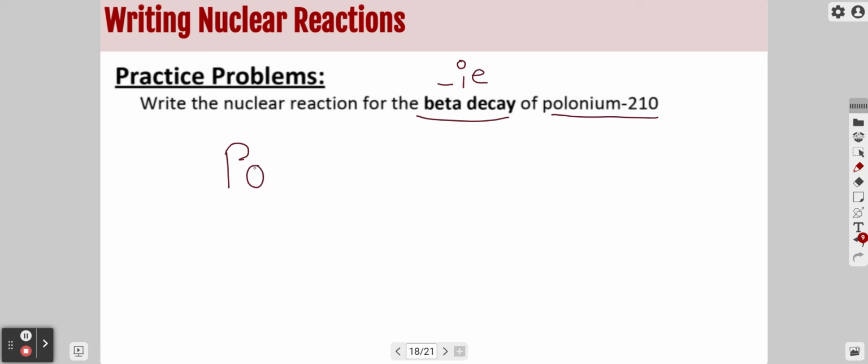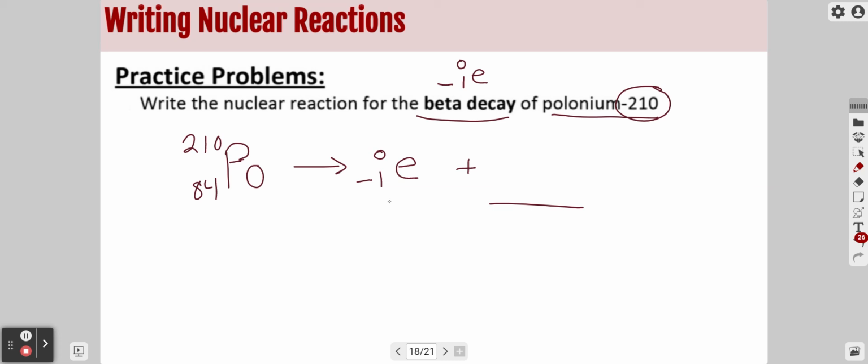I saw its atomic number is 84, so its number of protons is 84. They give us the mass number, so that is what we write up top. And this is going through beta decay, so we know an electron is being given away. What is the new substance formed that's also being released?